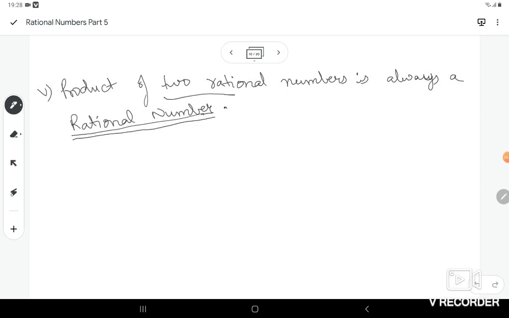It says the product of two rational numbers is always a dash. So the product of two rational numbers is always a rational number, which we can clearly tell using the property A into B equal to B into A. That is using the closure property.